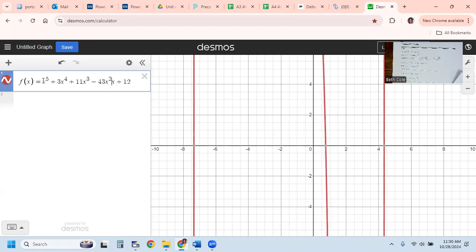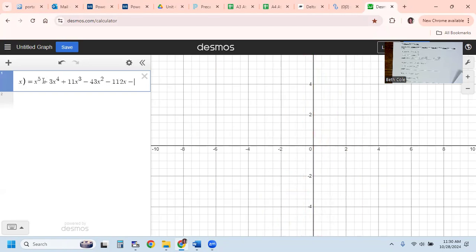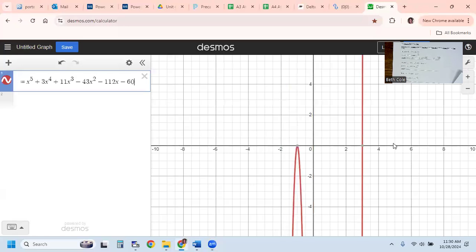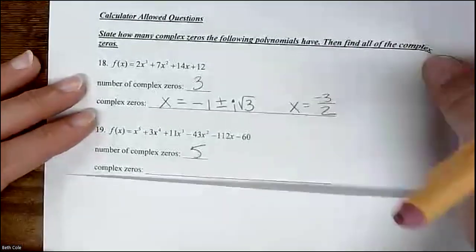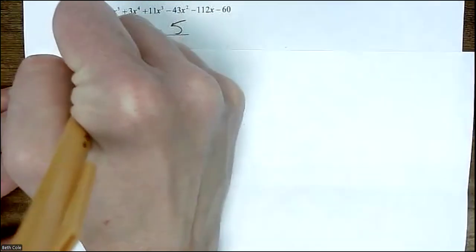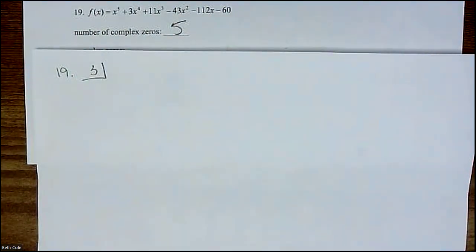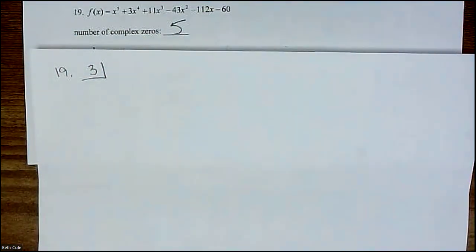All right, what is this? Minus 112x minus 60. Okay, I got there. Are you guys all looking? So what is one zero we can put in the little box? 3. Let's do 3. We'll do that next, so just hold on. It doesn't matter what order you do them in, so you can't mess it up. It will not make a difference.